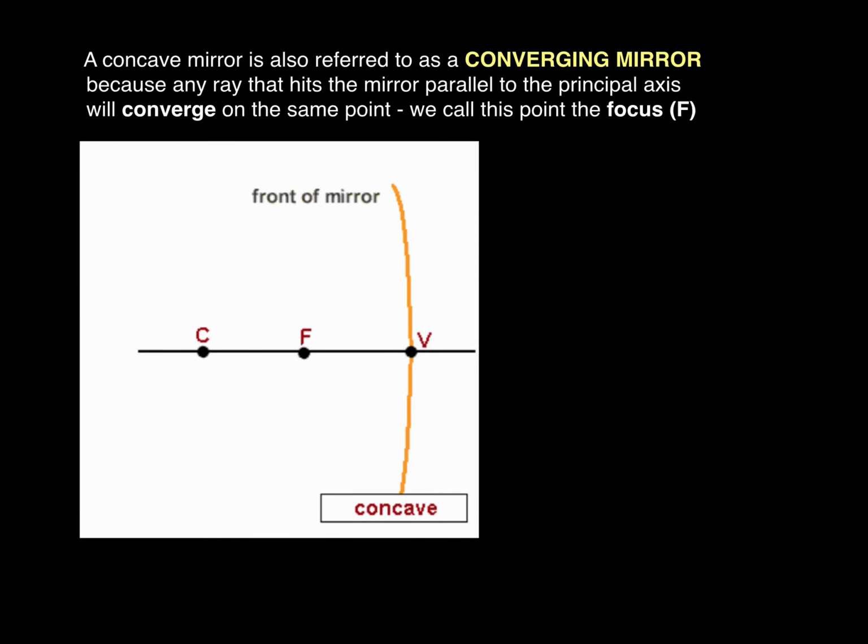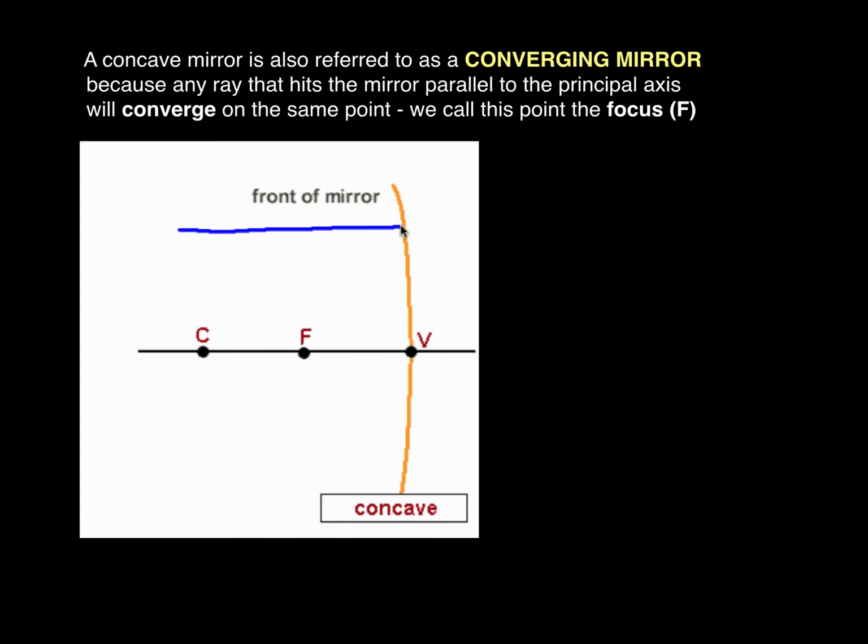A concave mirror is also referred to as a converging mirror. This is because any ray that hits the mirror parallel to the principal axis will converge on the same point. We call this point the focus. Let's draw it into our diagram.